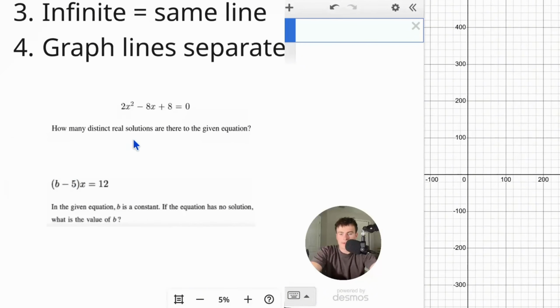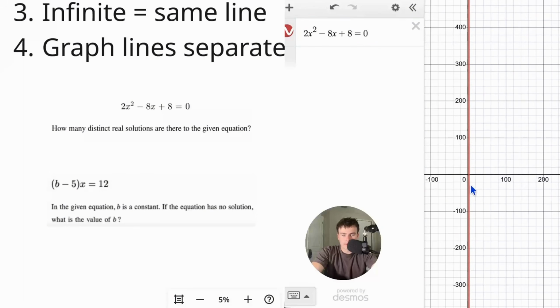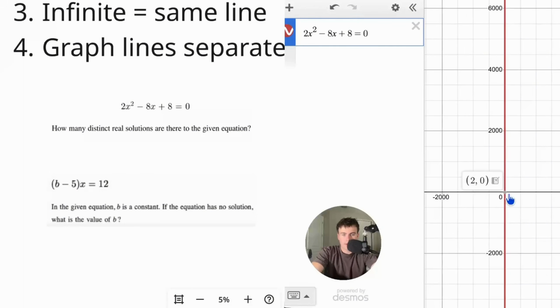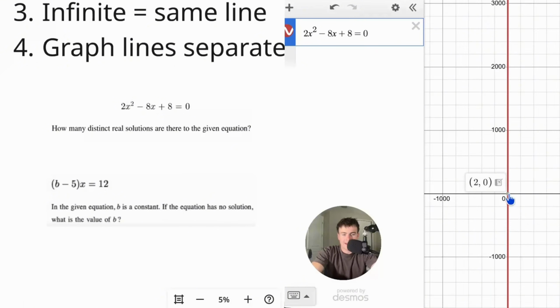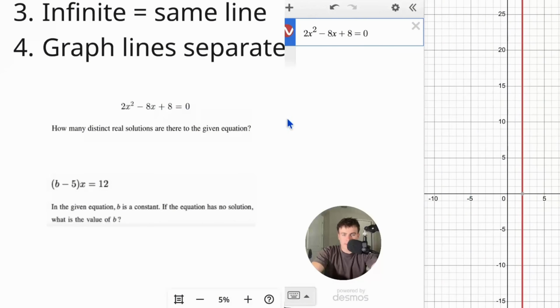It says, how many distinct real solutions are there to the given equation? This is pretty much as easy as it gets. You're just going to drag the thing, graph the thing, and then see how many solutions there are. So we have one. Yeah, that's it. It's just one. So when you set it equal to 0 or set it equal to something, it'll show you these solutions as a vertical bar, like I said in the earlier video, okay? Therefore, there's one solution to this equation.